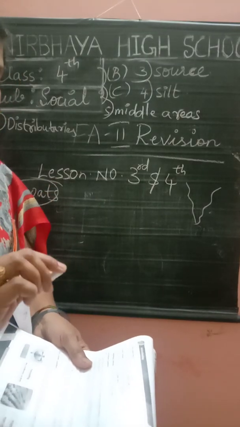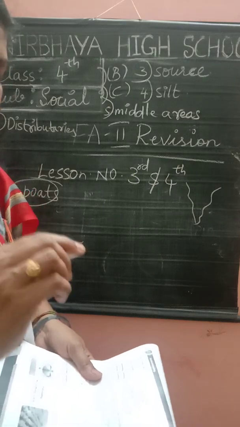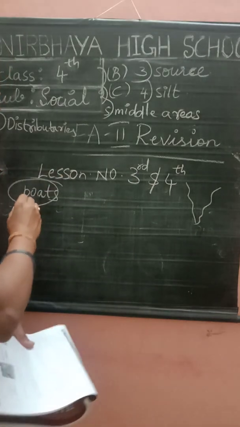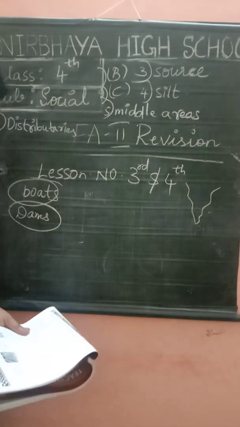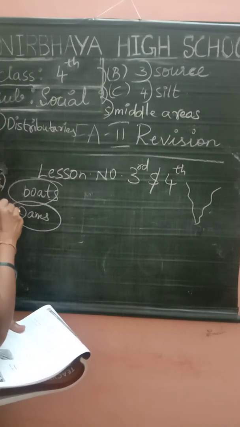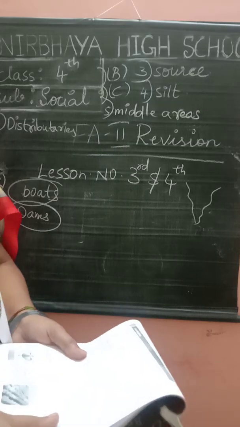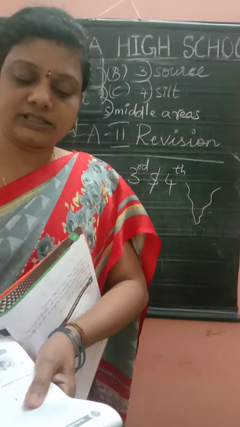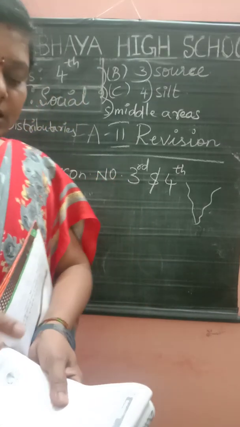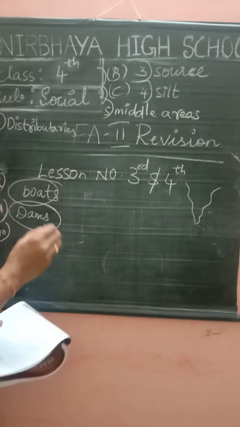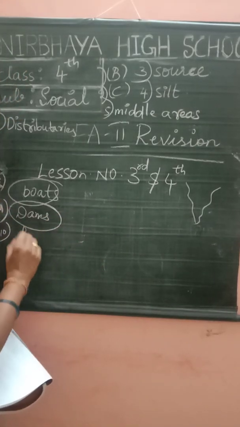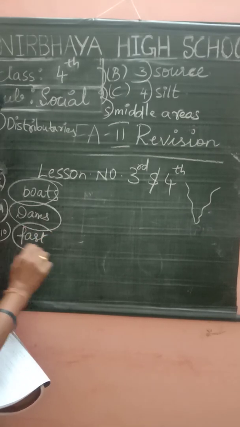Dash help to hold water and generate electricity. Which one is correct there? Dams. Circle that. This one is the eighth one and this one is the ninth one. And the next one, in the high areas the river is usually dash. Which one is correct in that? You have to circle. It is fast.